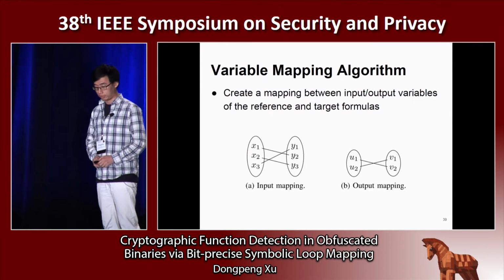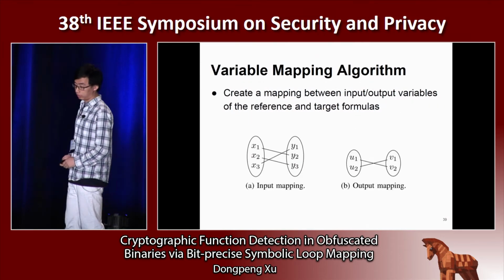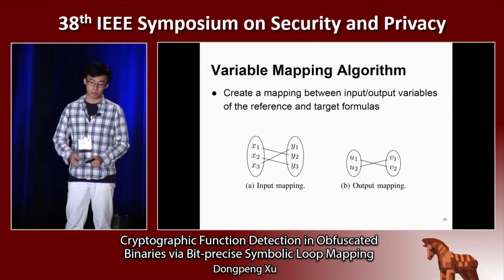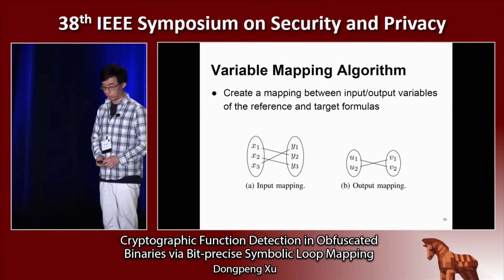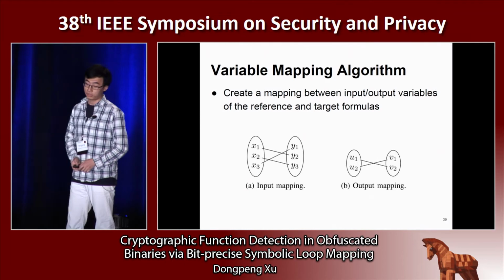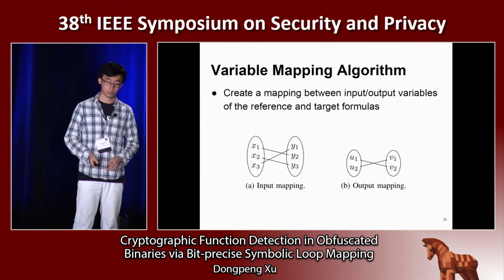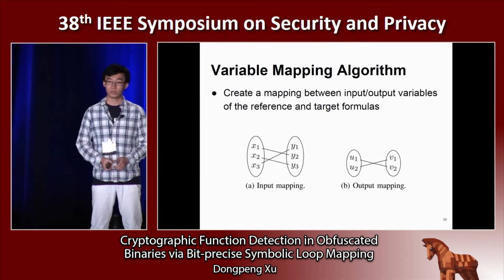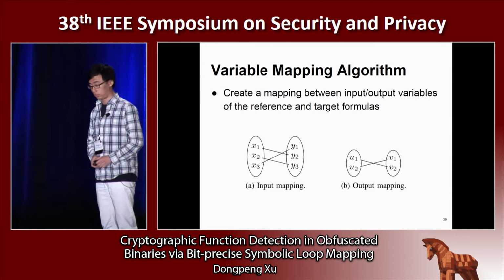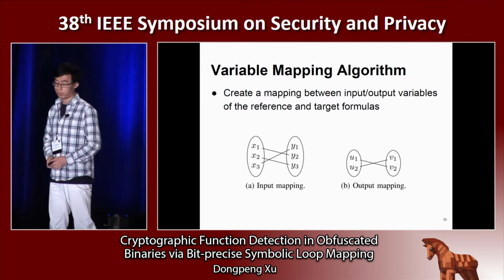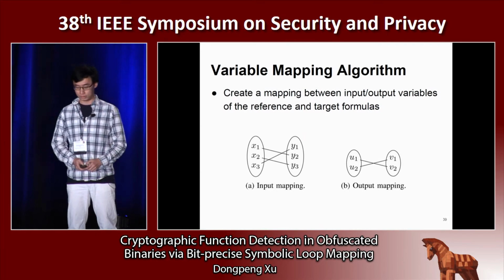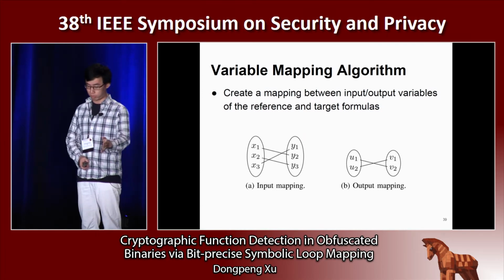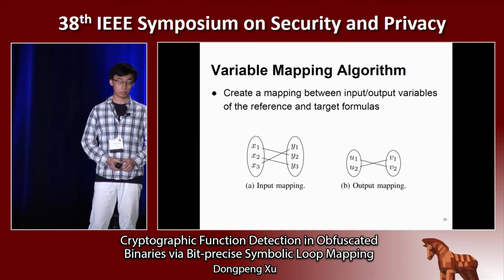So here we propose a variable mapping algorithm to map the input variables and output variables. Due to the time limitation, I cannot go into the details of this algorithm. If you are interested, you can find more details in our paper. Here I only show the final result of this mapping algorithm, so we can map the input and the output variables.